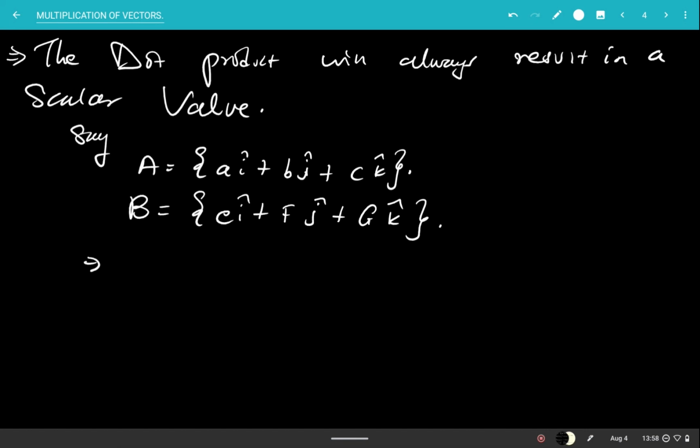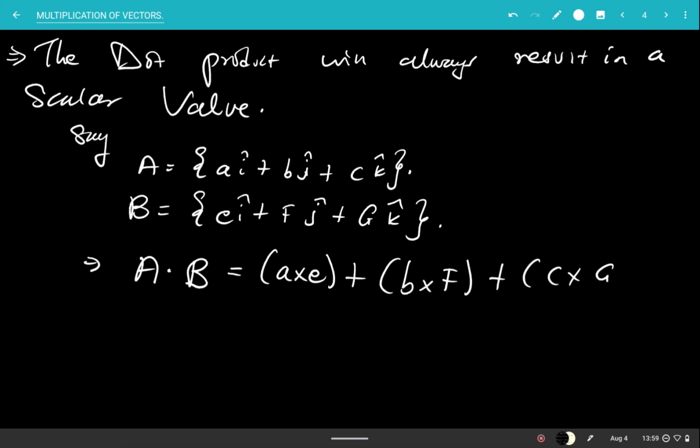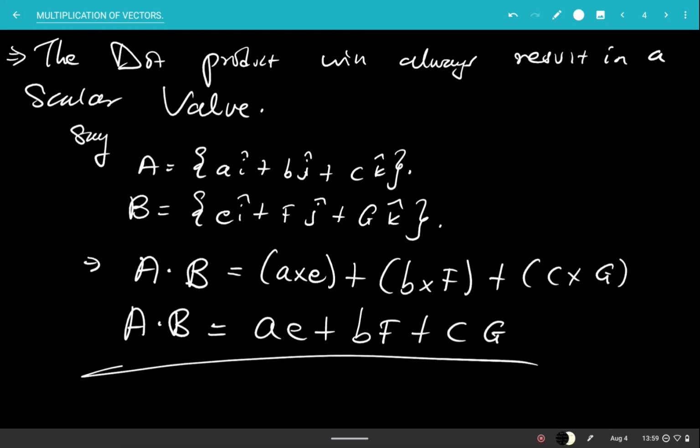Therefore, if I take the dot product of A with B, I will only consider multiplying the corresponding elements. So I'll only multiply the elements in the i with the elements in the i, those in the j with those in the j, those in the k with those in the k. So this will be a times e plus b times f plus c times g, which means A dot B is equal to ae plus bf plus cg. And this is basically a scalar value.